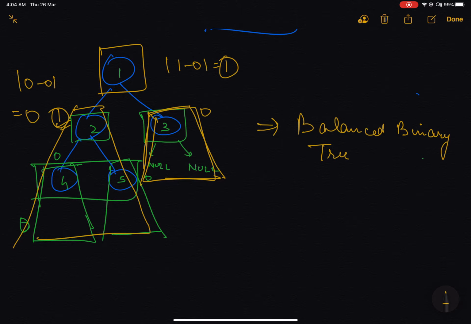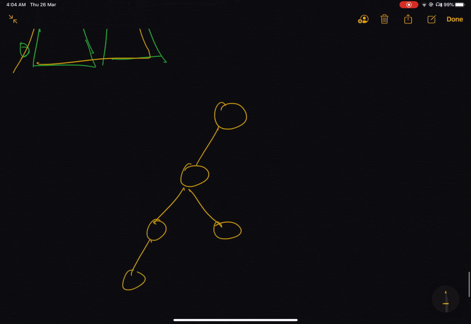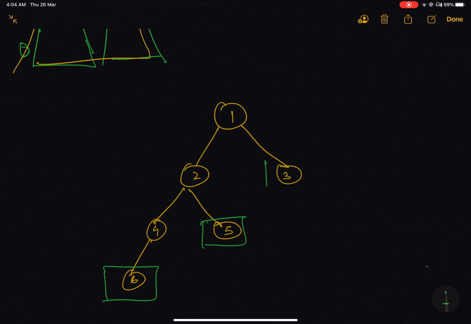Now, let us take another example. Let's number the nodes from 1 to n. In this particular case, first, as earlier, we can ignore the leaves as they are already balanced. Let us see for node 4. What is the height of the left subtree for 4? It is 0. What is the height of the right subtree for 4? As it is null, we can assume the height to be minus 1. What is the difference between the height of left and right subtree? This is nothing but mod of 0 minus minus 1, which is equal to 1. So this node satisfies the property.